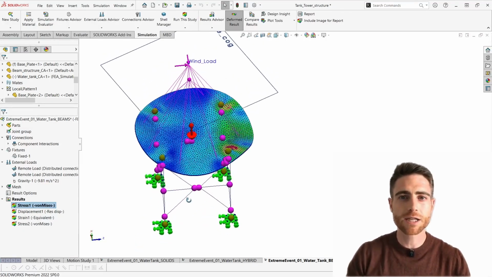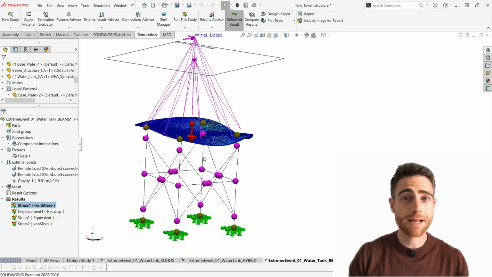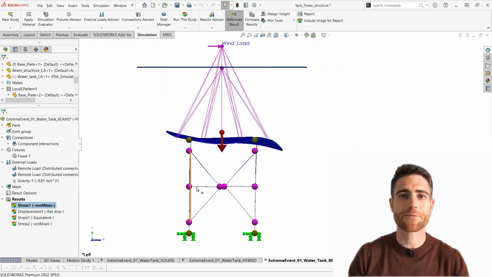Because solid models show you results, beam elements show you behavior. Let's go for it.